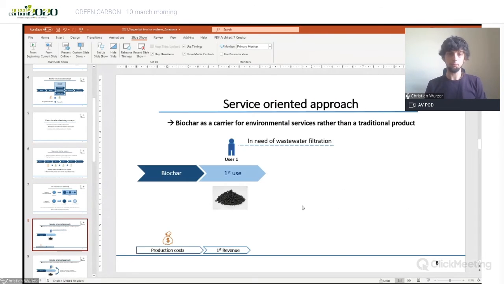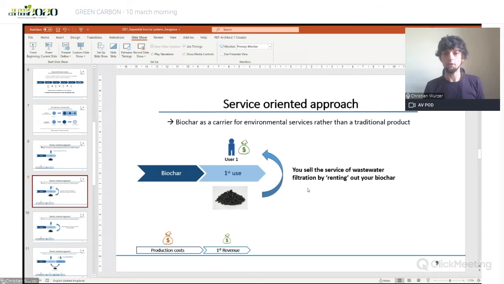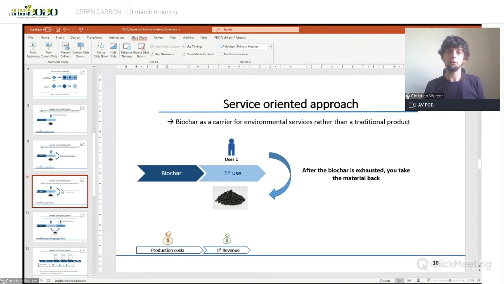So what we came up with is that if you start perceiving biochar differently, so not as a traditional product, but as a carrier for environmental services, you can try something like a service-oriented approach. So in our sequential biochar system, you have the production costs, and then you have a user in need of wastewater filtration. So what you do is you sell the service of wastewater filtration by renting out your biochar. And the important thing is that you take your biochar back after it's exhausted.